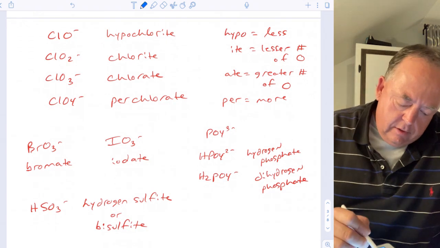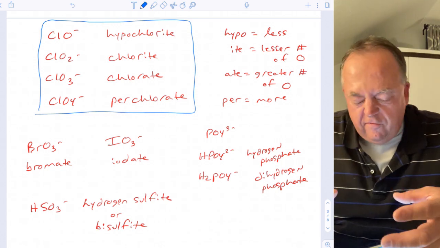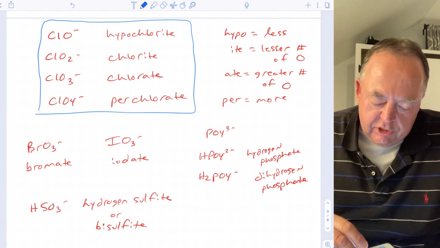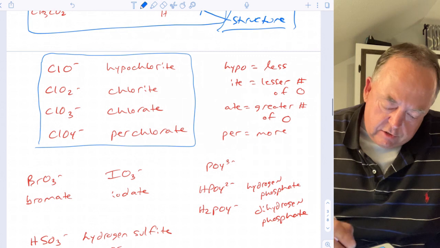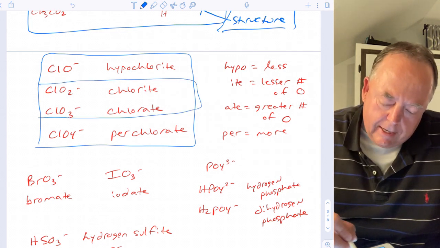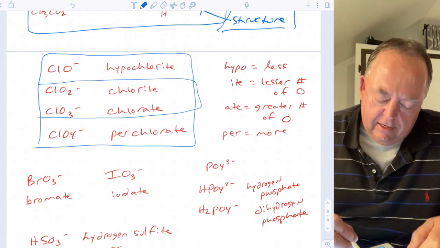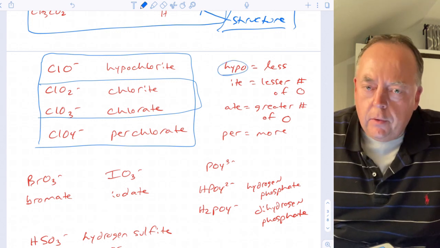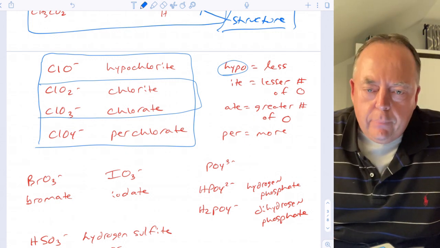Okay, so we'll use this example. Sometimes elements form more than one compound with oxygen, like chlorine can have one oxygen attached, two oxygens attached, three oxygens attached, four oxygens attached. So we'll take these two first. ClO2 minus is called chlorite, ClO3 minus is called chlorate. So then if you take chlorite and reduce the number of oxygens by one more, you can use this hypo. Hypo means less oxygen, so ClO minus would be called hypochlorite.